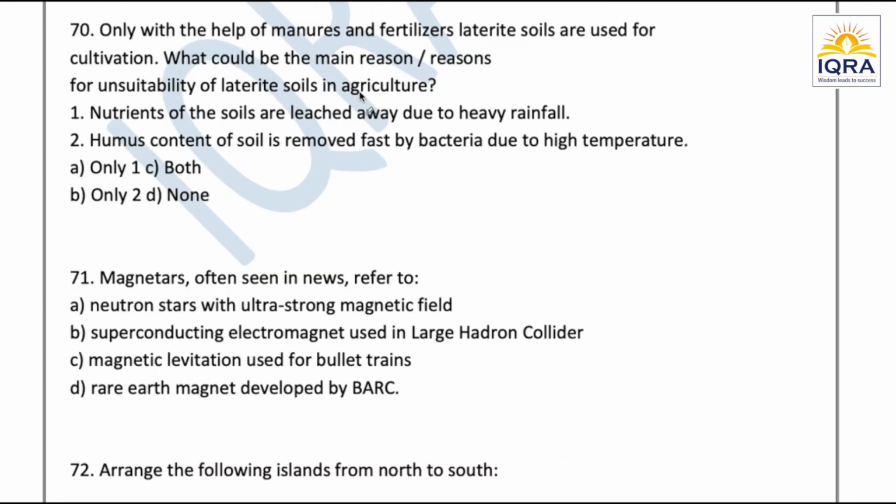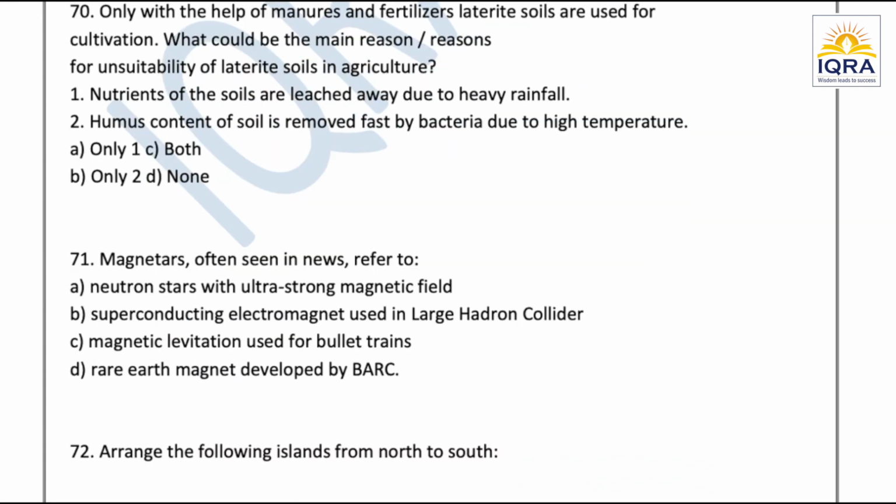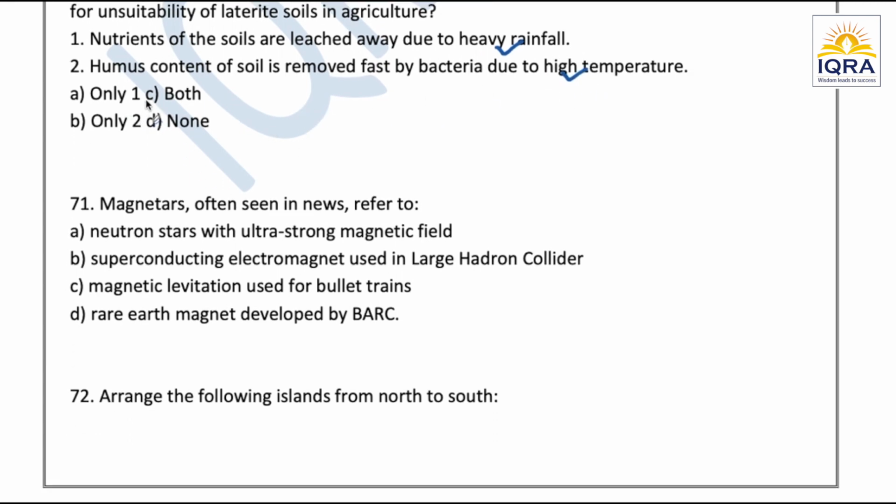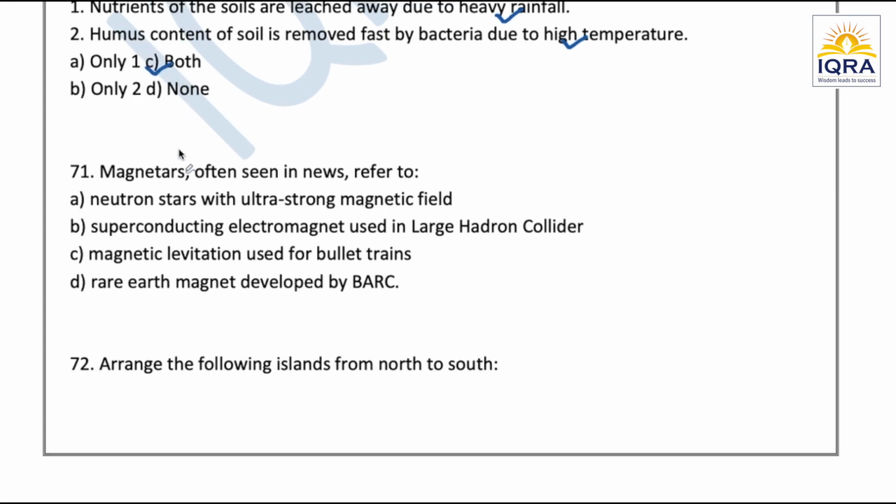Moving on to the next question, question number 70. So this question: only with the help of manures and fertilizers, laterite soil are used for cultivation. What could be the main reason or reasons for unsuitability of laterite soil in agriculture? Statement 1 says nutrients of soils are leached away due to heavy rainfall. Yes, this is a correct statement. Rainfall की वजह से leach away हो जाते हैं nutrients. ठीक है. Statement 2 says humus content of soil is removed fast by bacteria due to high temperature. Again, the statement is correct regarding laterite soil. Hence our answer becomes option C. That is, both the statements are correct.